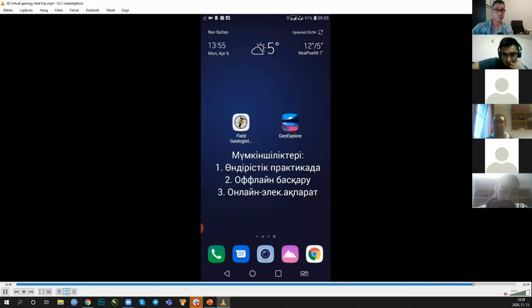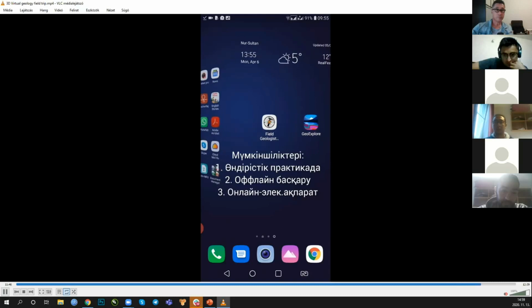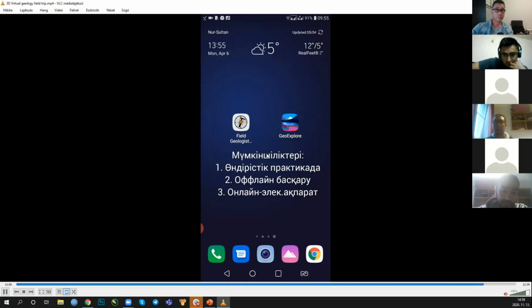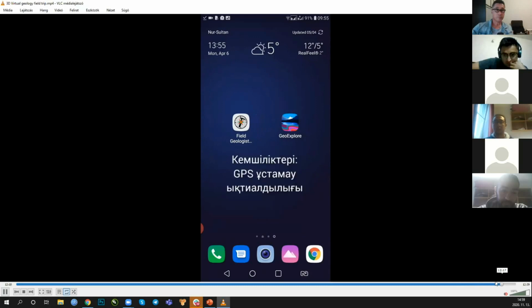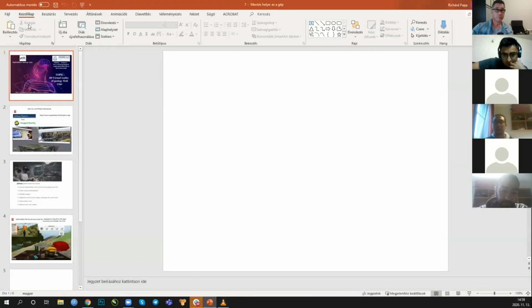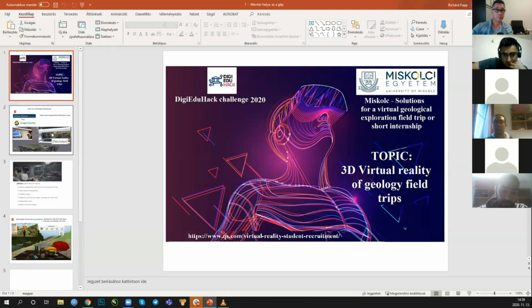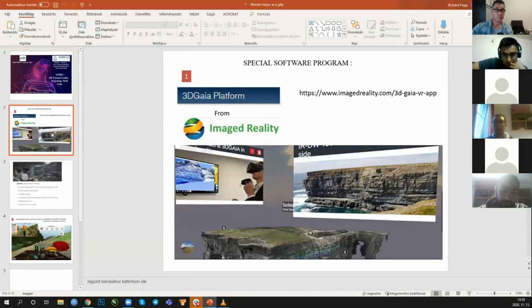The main important point about these two programs is that they are available free for downloading. Another is that it is possible to use the GPS navigator. It's possible to use it like a laptop during the geological descriptions of the outcrops, and possible to use the camera, for example, and the compass. Another one, we also collected different types of programs for the 3D virtual geological field trip. Nowadays, it is the most important and the most widely distributed in the world.